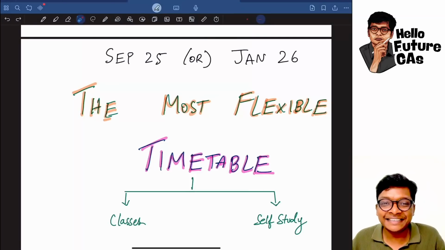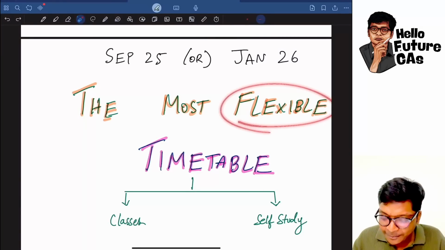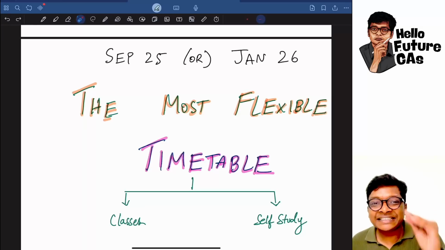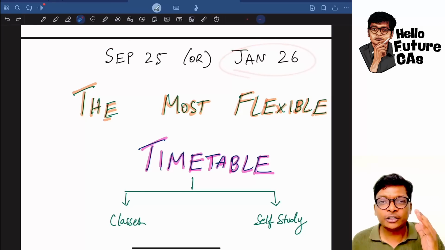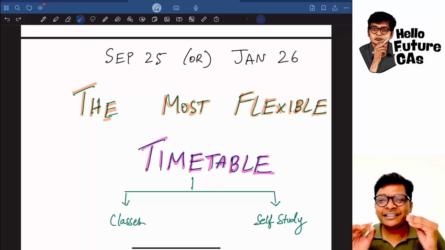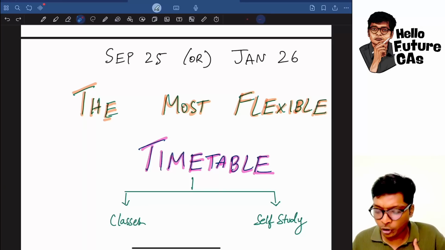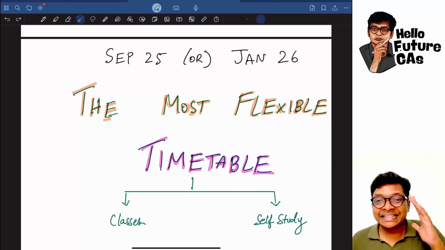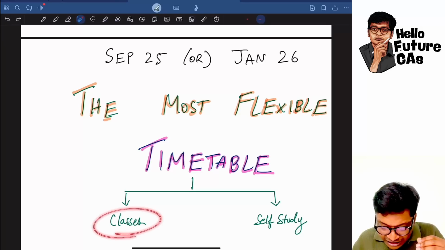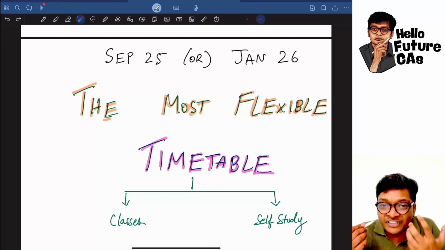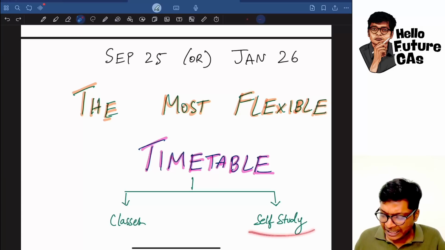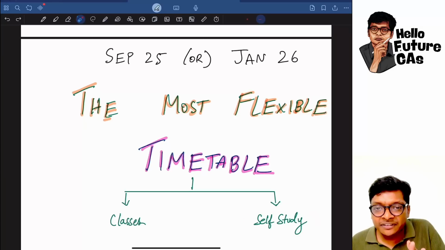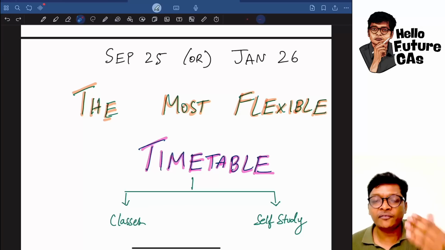Hello, future CAs. Let me present to you the most flexible timetable for CA Inter September 25 or Jan 26 exams. There is an honest reason why I am calling this flexible. It doesn't matter which class you are watching, from which academy, you can still follow this timetable for your exams. Even if you are doing self study, you can definitely follow this.